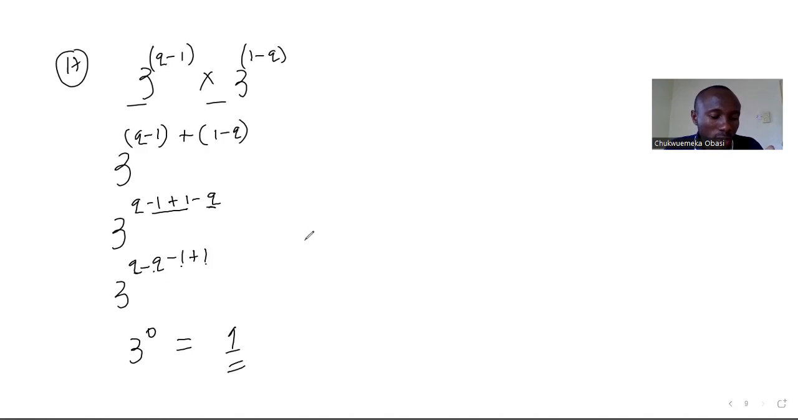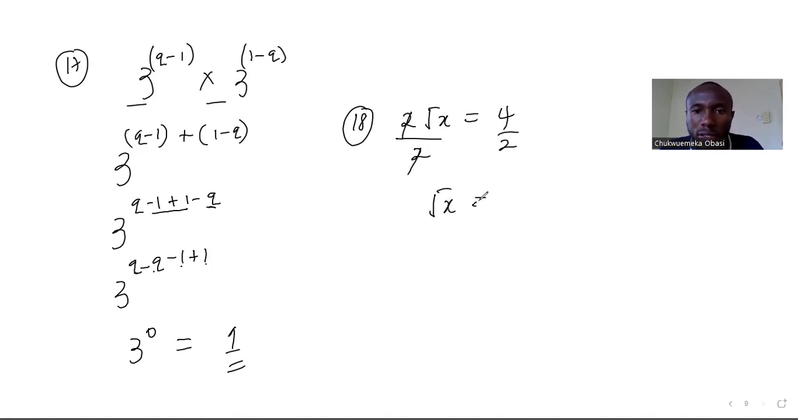So we'll take the last question for today and we'll call it a day. That will be question 18. It says 2 root x is equal to 4. How do you find the value of x? Of course, divide everybody by 2. So you have square root of x is equal to 2. Now to remove this square root, take the square of both sides. This square will cancel out the root. So x is equal to 2 squared, which is 4.